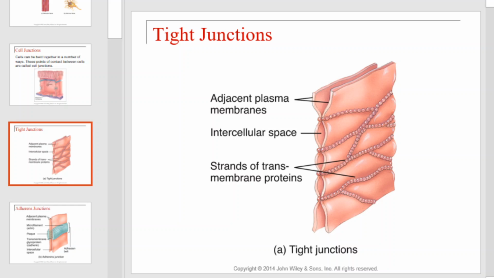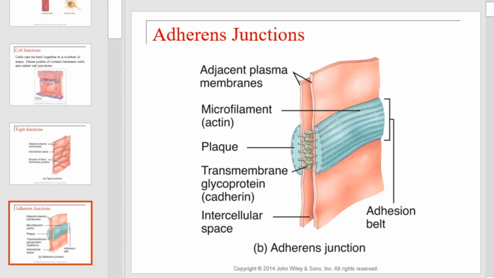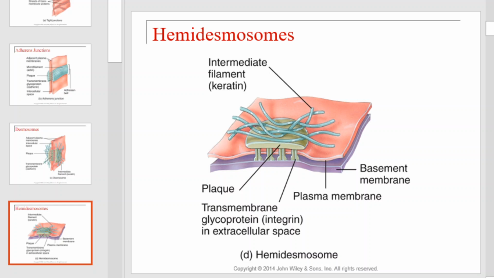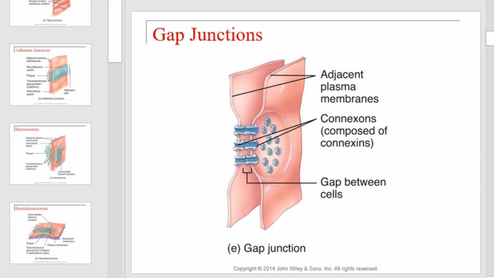This is a close-up of a tight junction, which is very similar to spot welds that hold cells together. This is an adherent junction, which is very similar to Velcro. This is a desmosome, also similar in construction to Velcro. And this, a hemidesmosome. And finally, a gap junction.